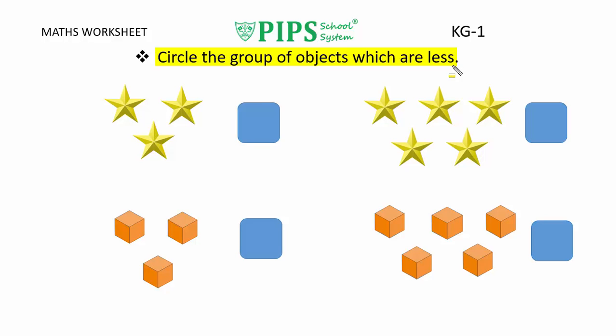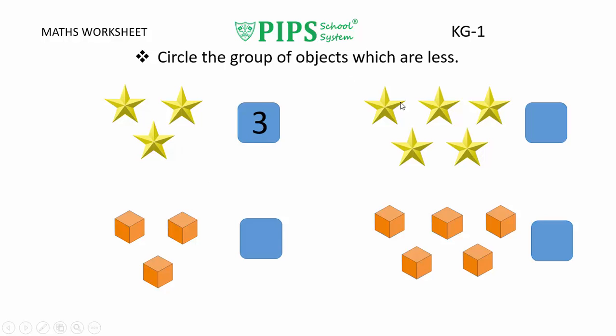Okay students, let's start. So KG1 students, count with me how many objects are in the first group. Let's count. 1, 2 and 3. How many objects are in the first group? There are 3 objects in the first group.